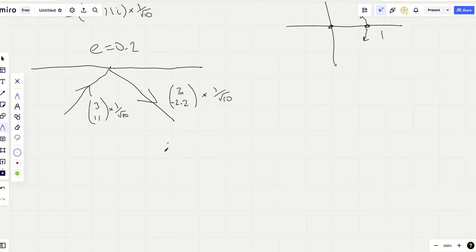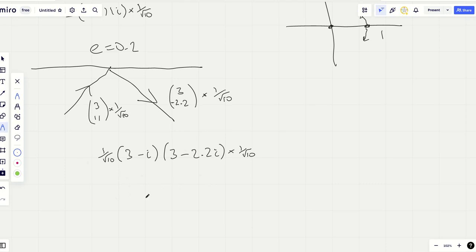Brilliant. Okay, so I know you're not laughing at home. Okay, so I've got 3 minus 2.2i, and I'm going to multiply that by 3 minus i. And now, don't forget, I've got 3 minus 2.2i times 1 over root 10, but I've also got to times this by 1 over root 10, otherwise I'm going to change the length, I'm going to change the velocity, I'm going to increase it, and I don't want to do that.